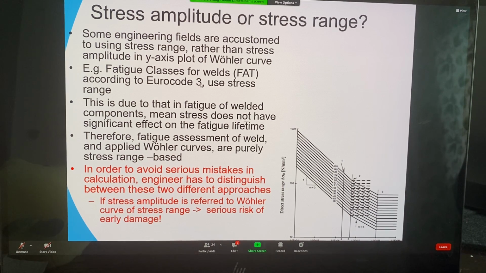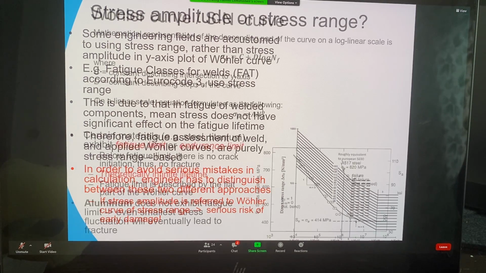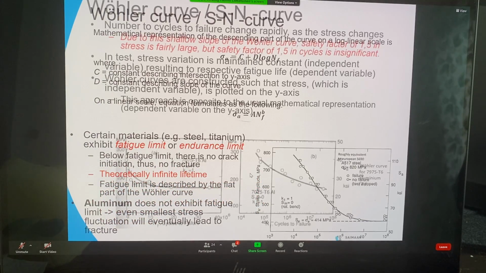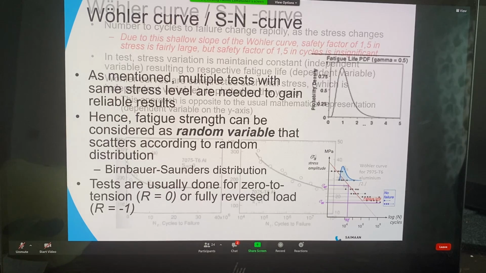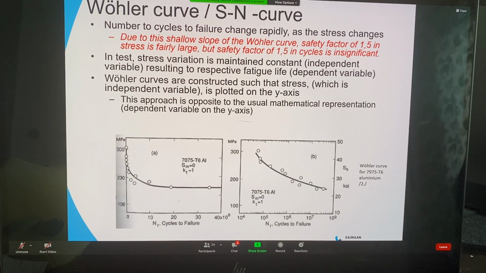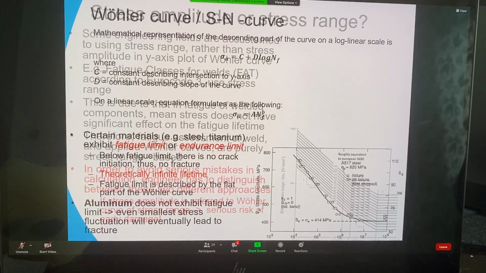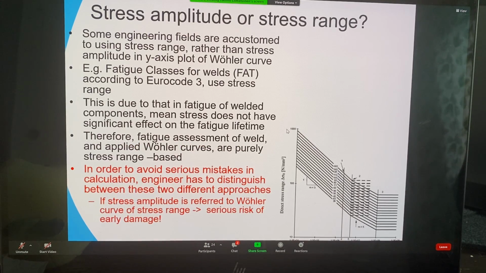Then you probably saw that I was speaking both about stress amplitude and stress range while showing these pictures to you. The reason is that in some topics we use stress range, not the amplitude. Amplitude is used most often, but there are some fields of engineering, like welds, for which the stress range is used and not the amplitude.